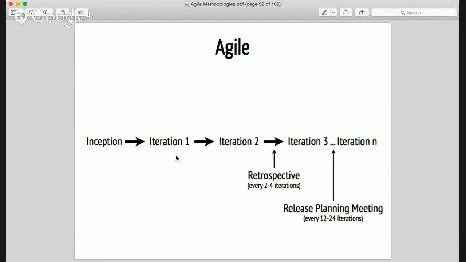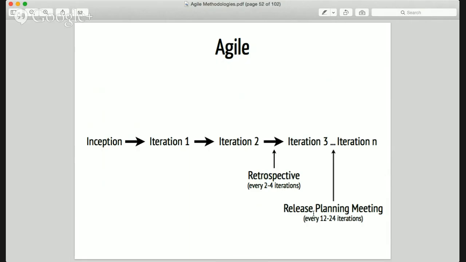So a translation for us is that for each iteration, we're going to do this practice of designing, building, testing, and delivering. Then after a few iterations, we're going to check back whether we're doing the right process or not. We're going to take a retrospective and analyze whether there can be changes to our process.